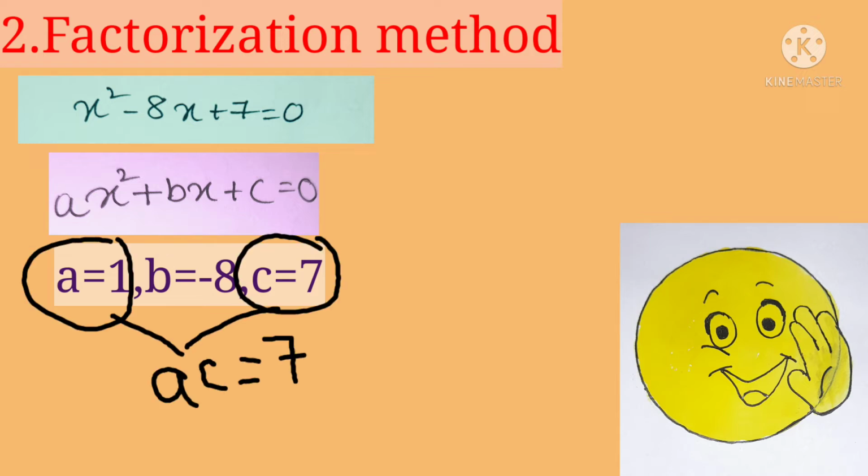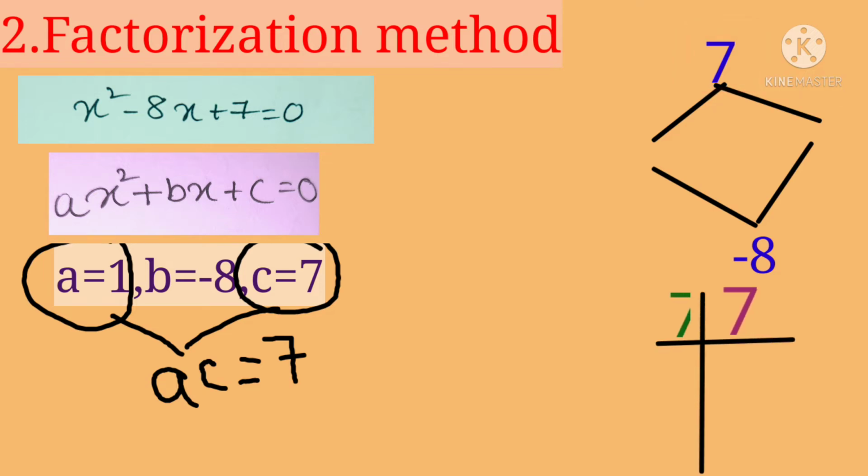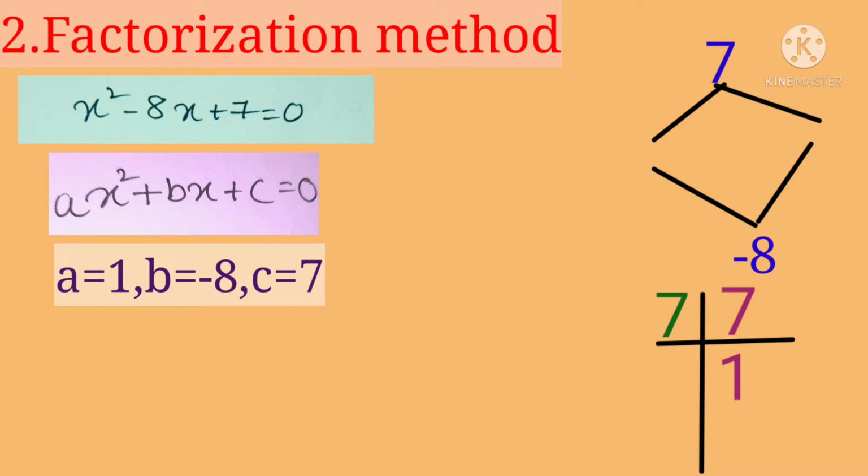Whenever the factorization method comes up, there is one trick, an unforgettable trick as we have learned. It's nothing but to draw the upper triangular and the lower triangular. In the upper triangular we mention the a into c value. A is 1 and c is 7, so 1 into 7 is nothing but 7. And in the lower triangular part we put the middle value, that is the b value. Over here the b value is minus 8. Whatever number we have mentioned in the upper triangle, just take the factors of it. Over here we have mentioned 7. So what will be the factors of 7?